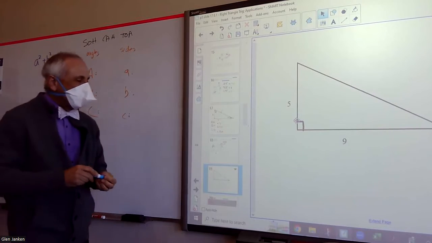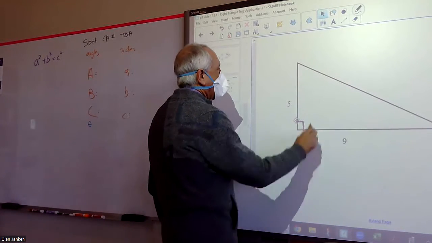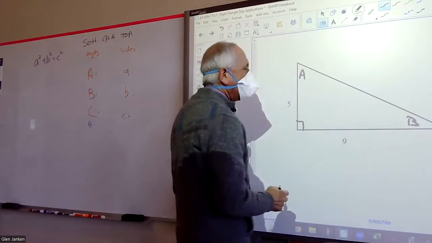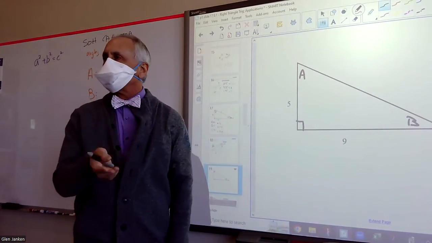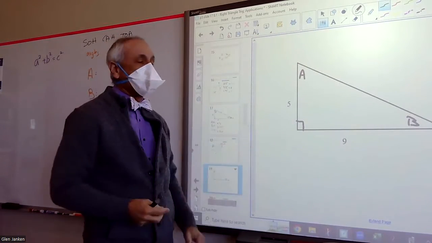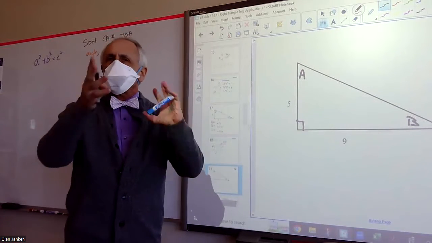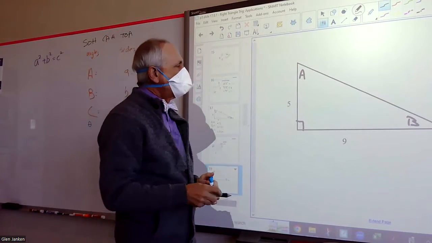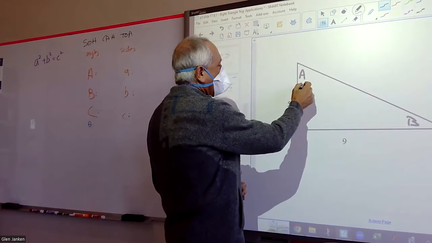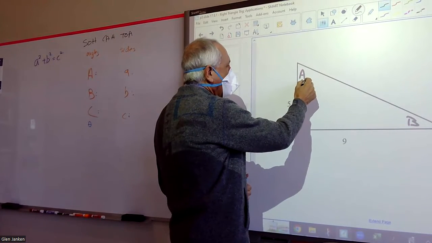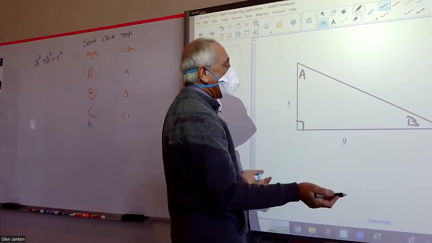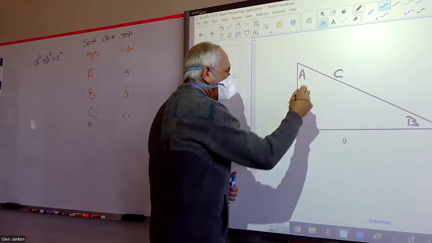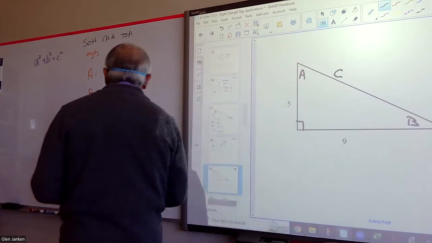So I'm going to label these angles here. I'll call this one A and this one B. It doesn't really matter which one's which. It also doesn't matter whether the diagram looks to scale or not. The diagram's just to help you get an idea of what you're doing. So if I want to find angle A, I like to use the sine function. Well, first I need to find out what is side C, the hypotenuse.